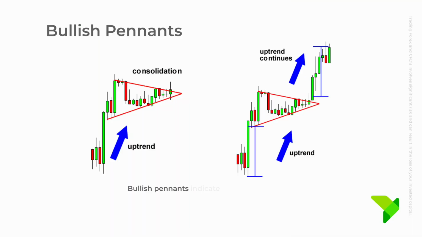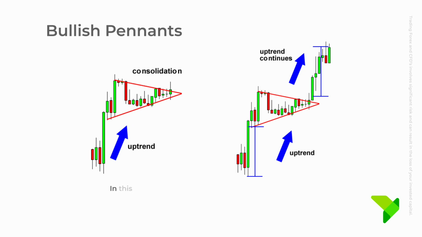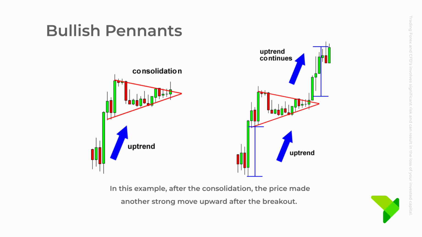Bullish pennants indicate that bulls are likely to drive the price higher again. Following a sharp price increase, the brief consolidation allows bulls to gather momentum before resuming the upward trend. In this example, after the consolidation, the price made another strong move upward after the breakout.